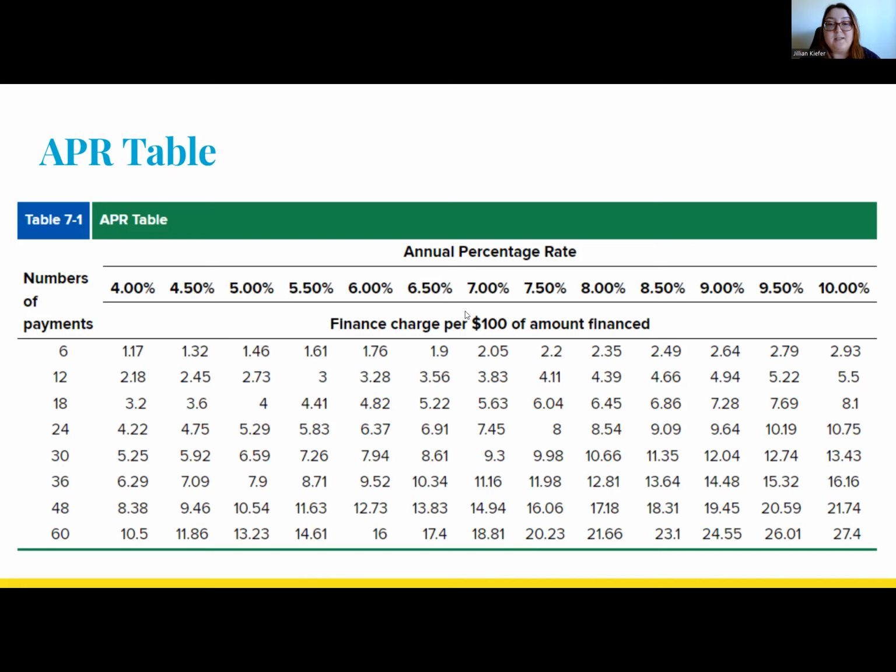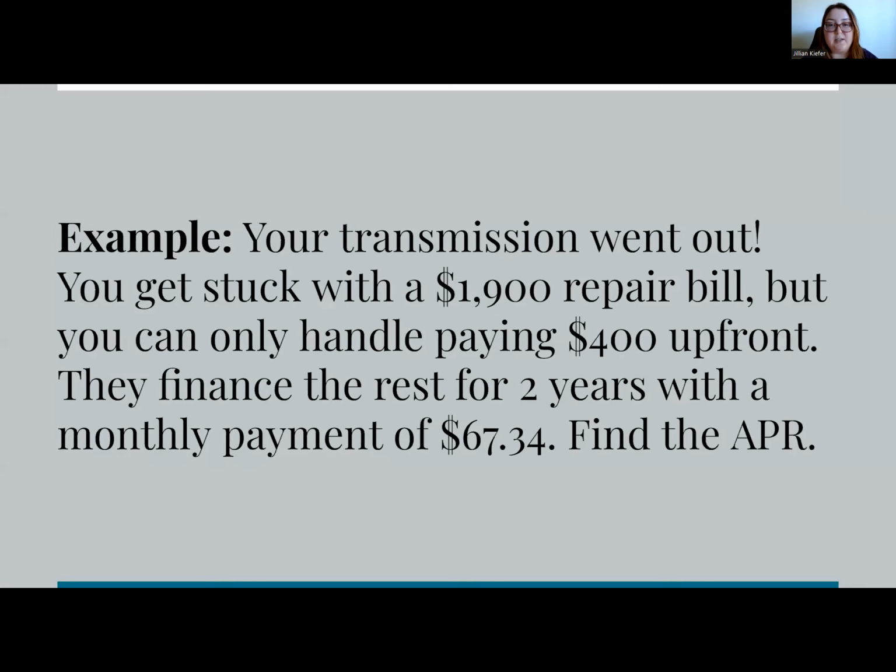Maybe I was promised 5.5%, but I can see I'm actually being charged this amount instead. That's how our APR table works. So let's go ahead and do an example to show this.